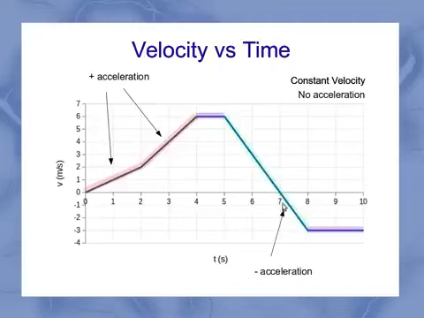If it slopes downwards, that means you have a negative acceleration. In this case, it's the steepest slope out of all of these, but it's a negative slope. So that means your acceleration is in the negative direction, and it's a fairly large negative acceleration.